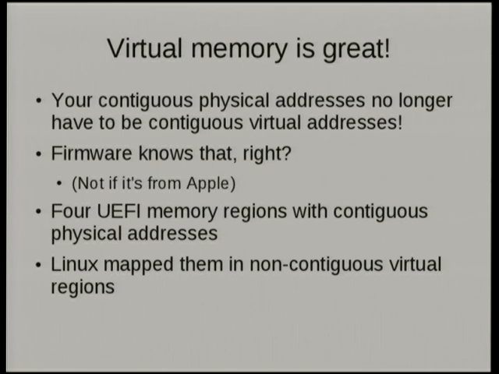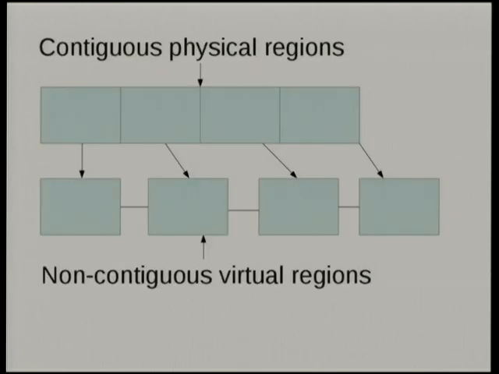Some Apple laptops come with an EFI memory map that defines 4 regions that are flagged as required for runtime access, which means the operating system has to map those into the virtual address space so that the runtime services calls can take advantage of them. Now, they had contiguous physical addresses, so it was 4 blocks with identical attributes that covered one contiguous 2 megabyte block of physical address space, but split into 4. Linux mapped them to non-contiguous virtual regions.